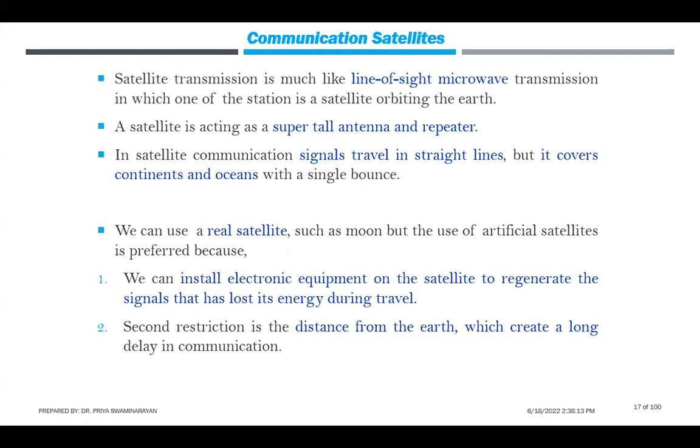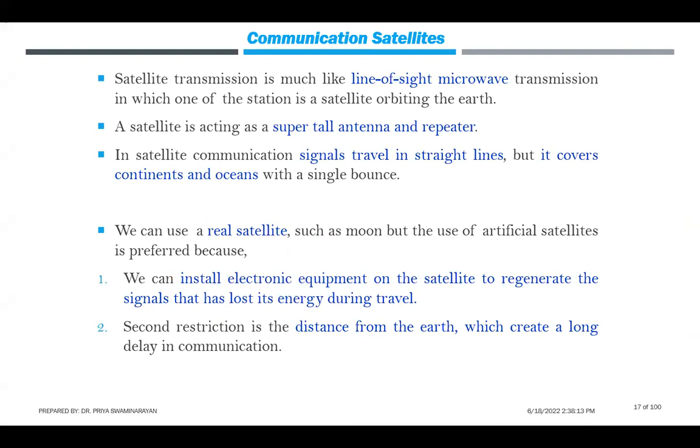Now, in satellite communication, as I said, line of sight propagation is required. But we have two types of satellites. You already know, the real satellite is already there. The Moon is a real satellite, right? Still, why are we using artificial satellites? The main reason is that in case of a real satellite, the distance between Earth and Moon is always fixed. It's almost 384,000 kilometers.